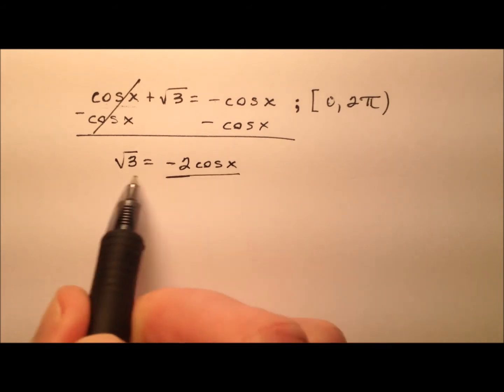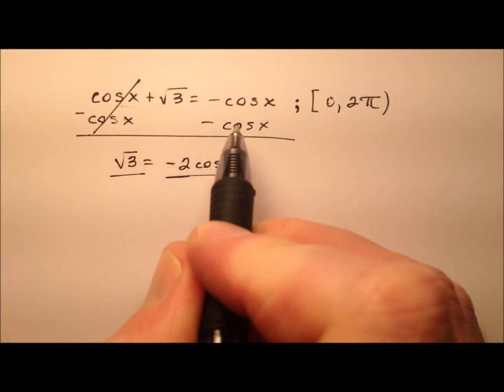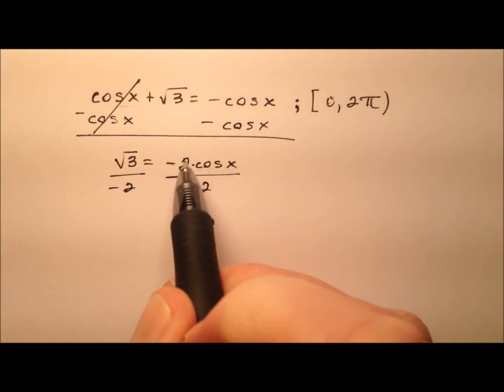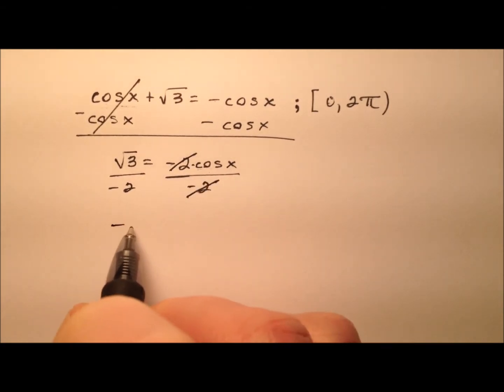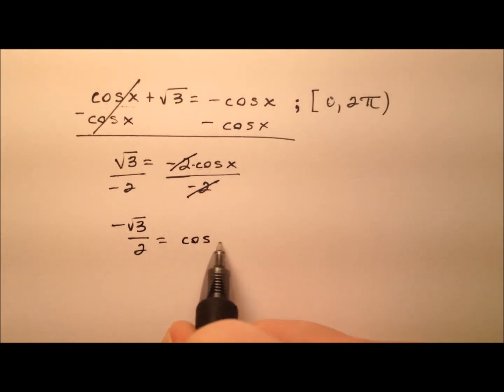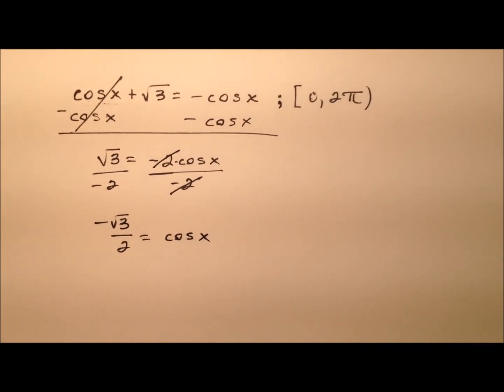Alright, so to finish isolating our cosine of x right here, let's go ahead and divide by negative 2, since we were multiplying. So those will cancel and I will have negative square root of 3 over 2, and that will equal my cosine of x.